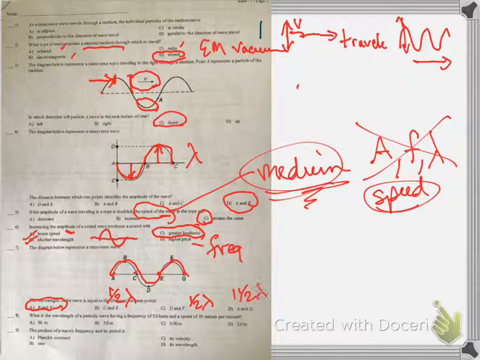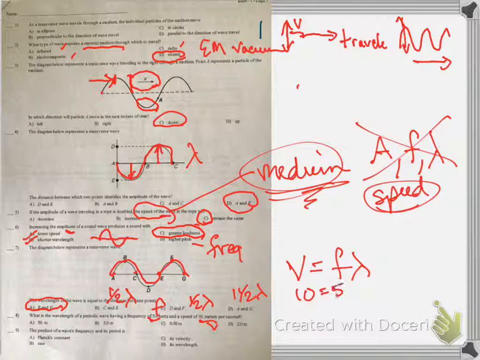1.5 waves. What is the wavelength of a periodic wave having a frequency F and a speed V? I think you just do v equals f lambda. You guys can do the math and get that. I'll do it for you. So 10 equals 5 lambda, lambda is 2.